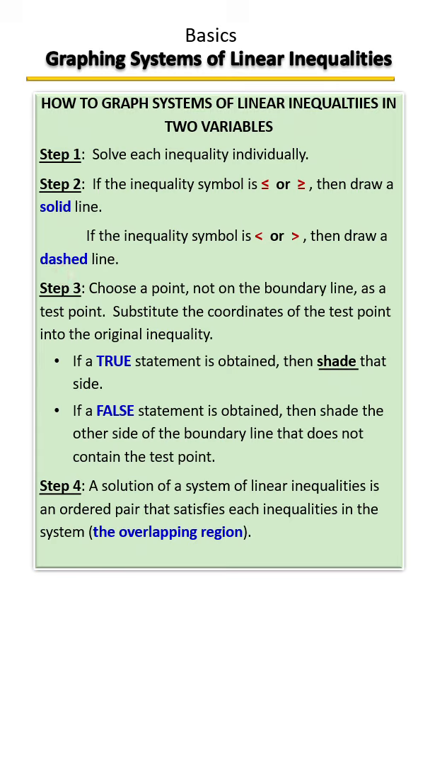If you're going to use the test point method, it's still true that you only shade the true side. If you get a false statement, remember, don't shade that side, only shade the side that's true. The only difference with a system of equations is your solution is the region that overlaps, the overlapping region.